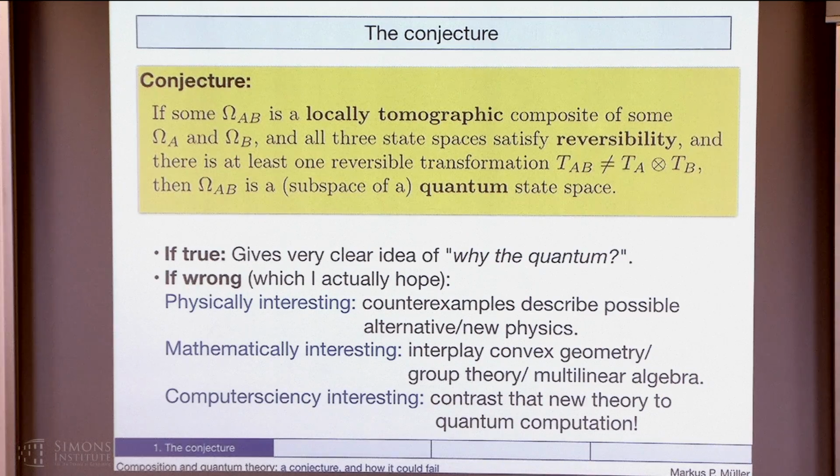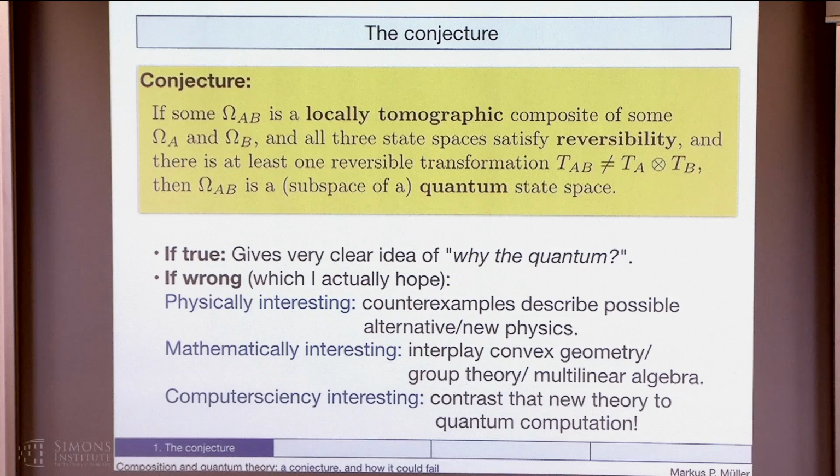Okay, why is this interesting? Well, first of all, if the conjecture is true, I would say that it gives a very nice and clear answer to the question, why do we have quantum theory in physics? Because reversibility is very important in physics, tomographic locality is very well motivated, and if that brings you down to quantum theory, then it's a nice understanding. But actually, I hope the conjecture is wrong. This would be much more interesting. That would be interesting in physics, mathematics, and computer science, I think.